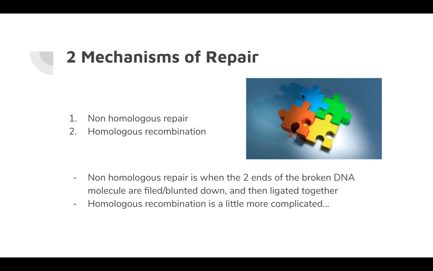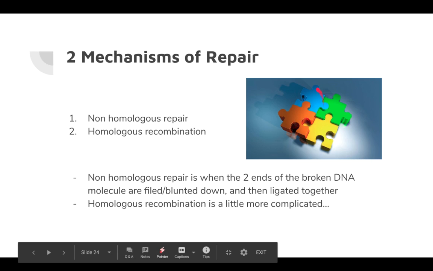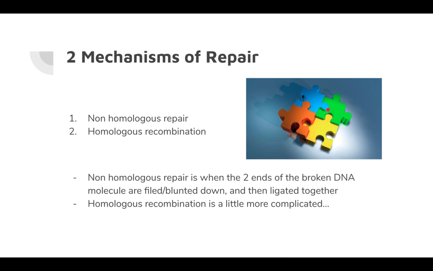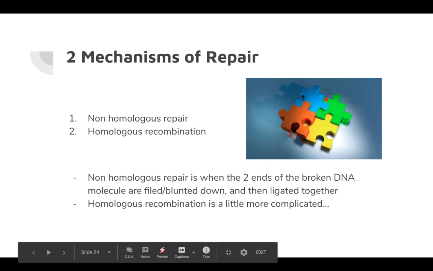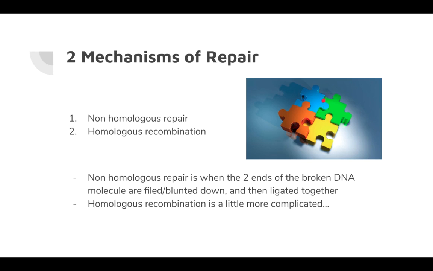Now, the way I like to think about this is imagine you have a puzzle, maybe just two pieces of the puzzle. Let's say we have blue guy and green guy right here. If we want to do non-homologous repair, we can take this blue nub, file it down so that this edge is completely flat. And then we can take this green hole and file it all the way down so that this edge is flat. And then we have two flat ends we can just glue together. Easy peasy.